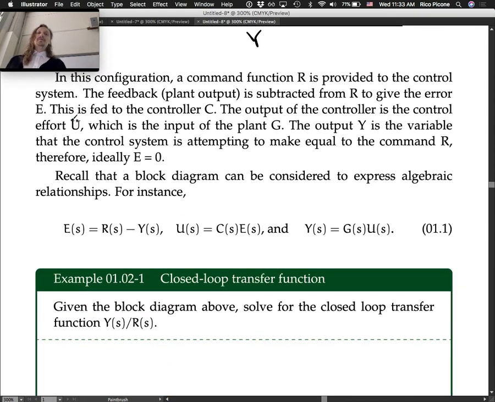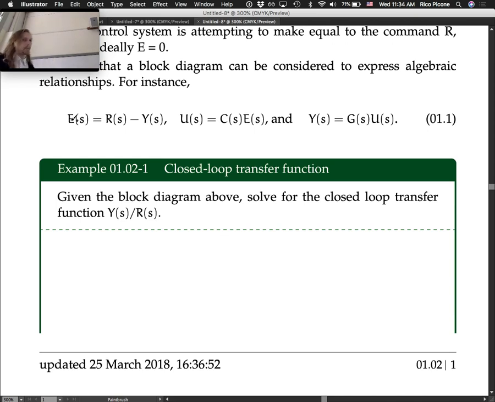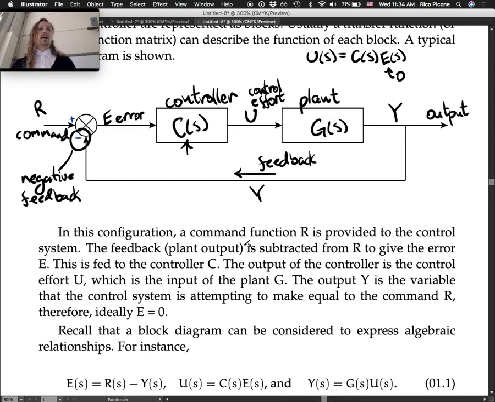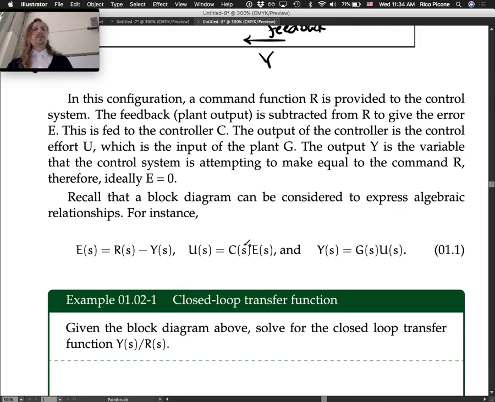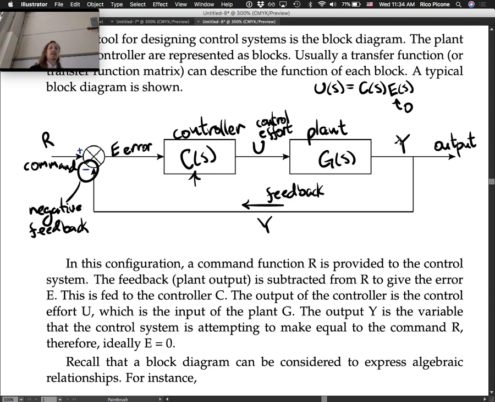Okay, so closed loop transfer function. Given this block diagram, solve for the closed loop transfer function Y over R. This is the definition of the closed loop transfer function: the output over the command. The transfer function of the plant, obviously, is Y over U, but that's no longer our primary consideration. Now what we care about is, when you command something, how does that affect the output?